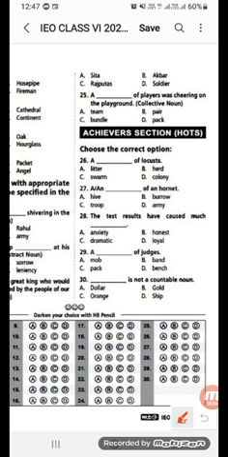Now, achiever section or HOTS. Choose the correct option. Again, we have to choose the correct option for the term locust. Now let me tell you what is locust. Locust is a flying insect from Africa and Asia that moves in very large groups, eating and destroying big quantities of plants. So the correct answer will be swarm, a swarm of locusts. We use the collective noun swarm to address a group of locusts.